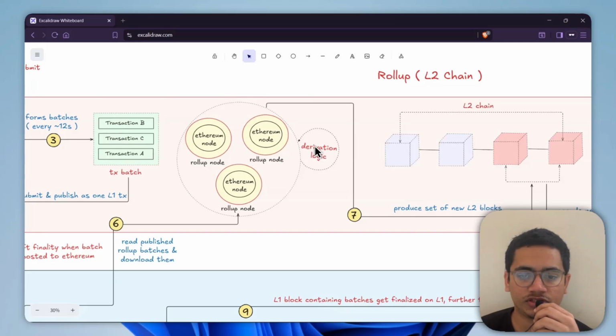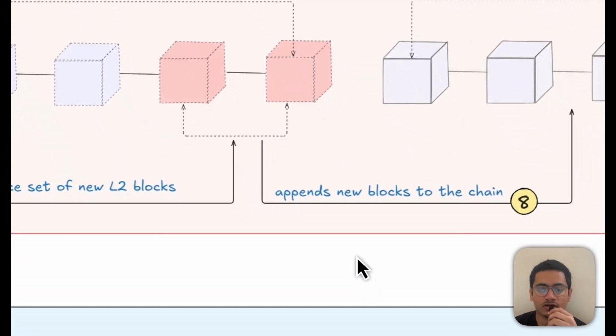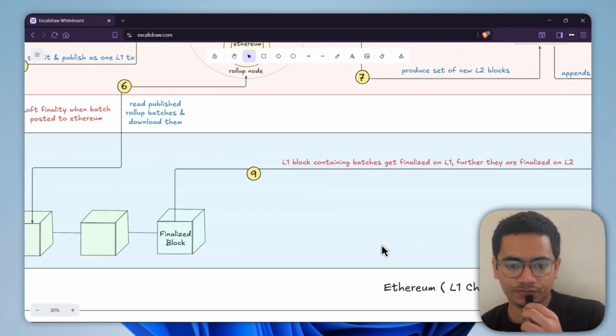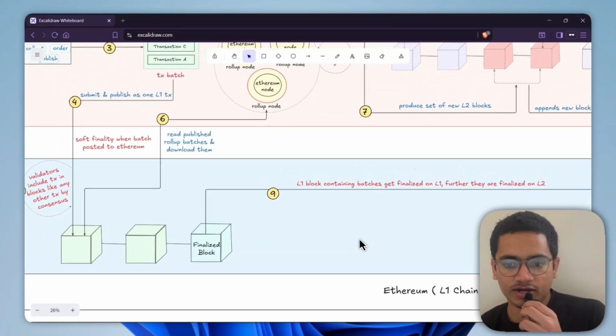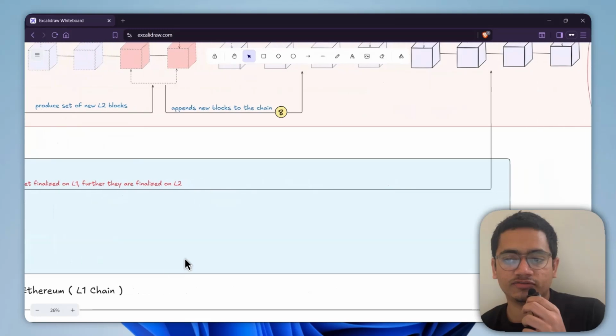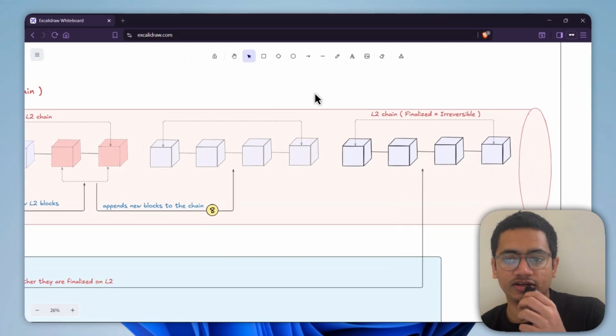Now, after processing the data, they produce a set of new L2 blocks. These L2 blocks are then appended to the chain. Now, in the last step, which is step 9, you can see that after the L1 block containing the rollup batches gets finalized on L1, they are further finalized on L2 as well. So finalization here means hard finality. That means the transactions are irreversible. Now no one can make any change to the transactions.